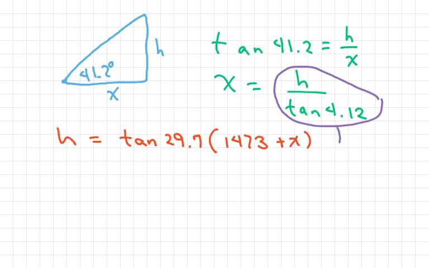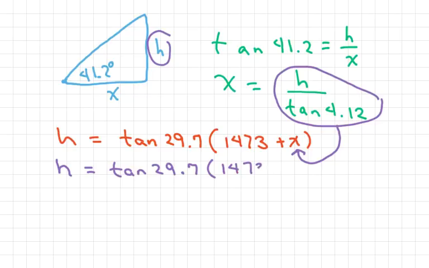So I'm going to substitute that in for my x and then solve for h, because that's what we're looking for. So I'm going to write h is tan 29.7 times 1473 plus my x, which is h over tan of 41.2. Apparently I wrote this down wrong, so this is 41.2. Now I'm going to use the calculator at this point and take care of this piece and this piece.